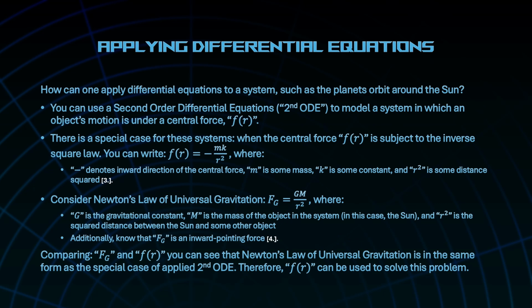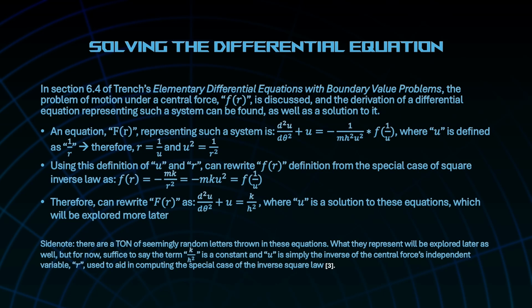We can use differential equations to model systems of the motion of an object acting under a central force, which we'll call f of r. Some of these systems of motion are special cases, where f of r is subject to the inverse square law. You may recognize that gravity is one such force, as described by Newtonian physics. We'll use Trench's textbook on differential equations to set up our second-order differential equation and its solution, which we will be using in this video. Check out section 6.4 of Trench's textbook for more.